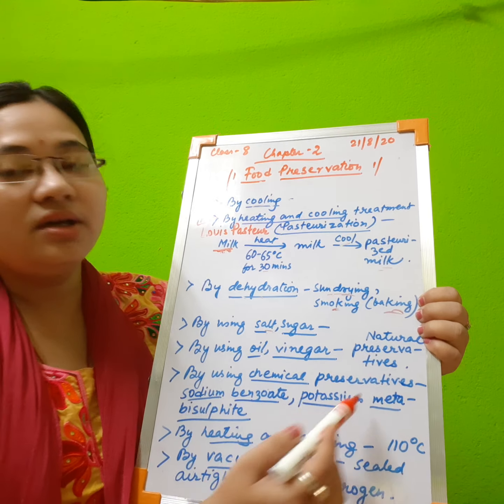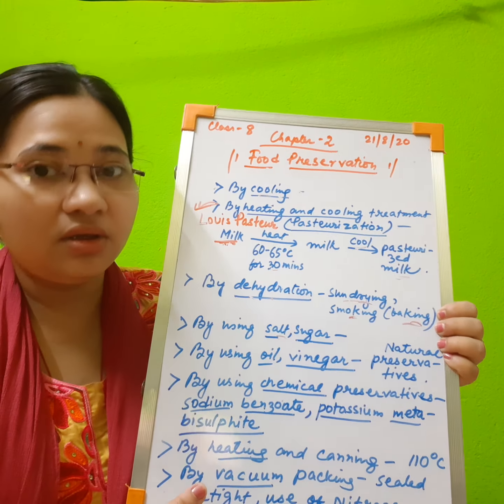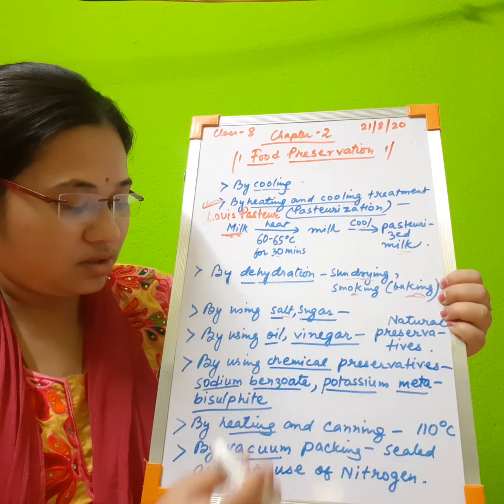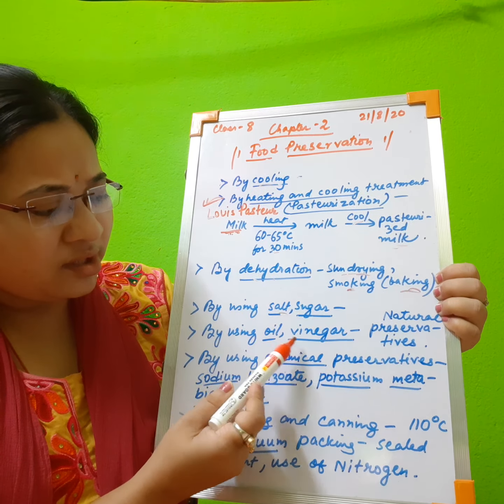So oil and vinegar are also called natural preservatives because they also stop the growth of microorganisms. Okay, then comes using oil and vinegar. Vinegar is actually acetic acid. Vinegar is acetic acid. We can also use citric acid here.